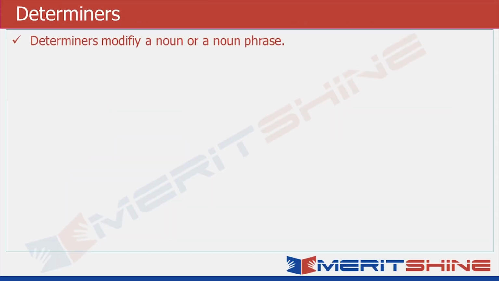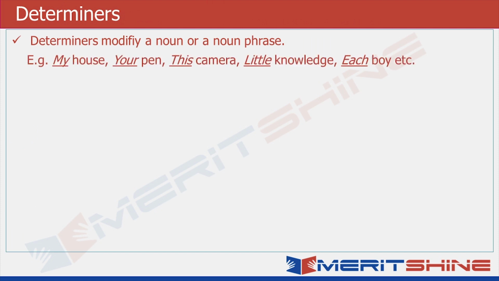Determiners are the words that modify a noun or a noun phrase, such as my house. Here, my is a determiner which modifies the noun house. Similarly, we have your pen, this camera, little knowledge, each boy, etc. You can see here, determiners are always followed by a noun.